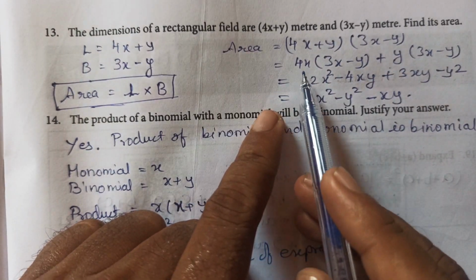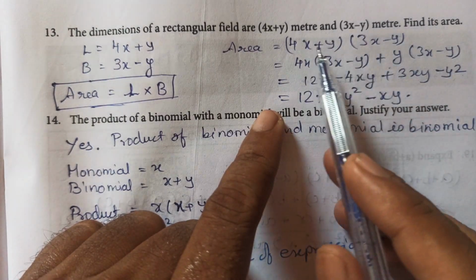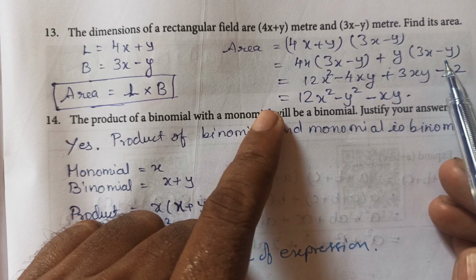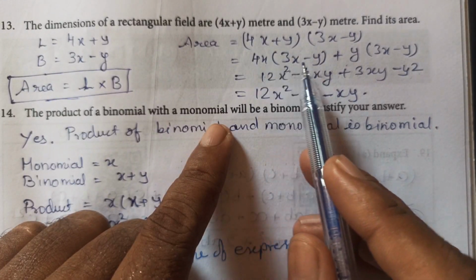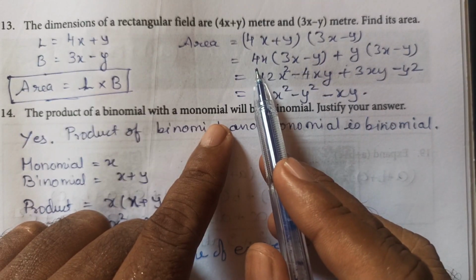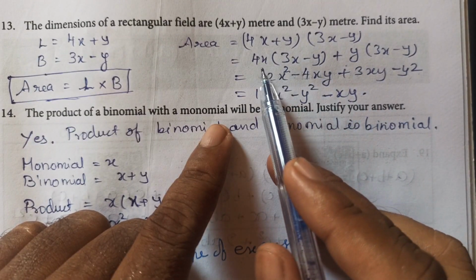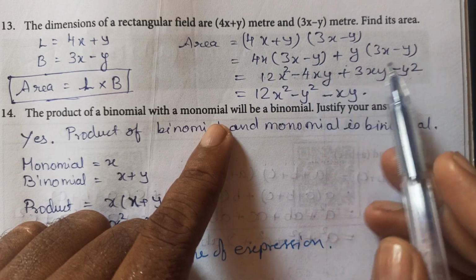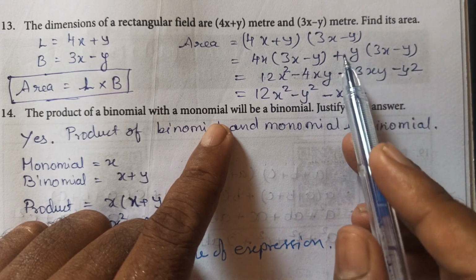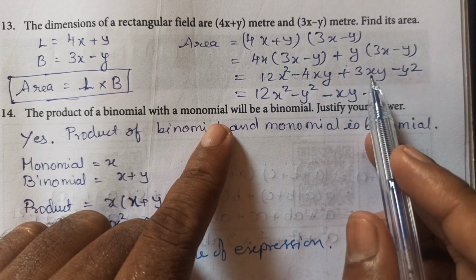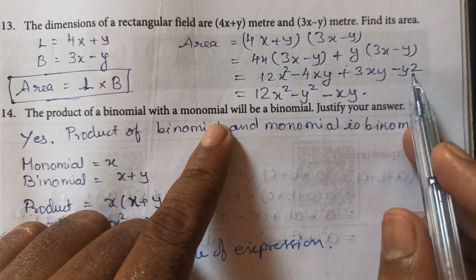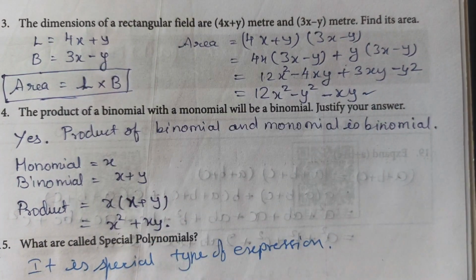So for the area we need to multiply. 4x will be multiplied to the next bracket as a whole, and y will be multiplied to the next bracket as a whole. As you can see, 4 into 3 is 12, x into x is x square. Then 4 into minus y is minus 4xy. Y into 3x is 3xy, minus y square. So this becomes 12x square minus 4xy plus 3xy, which becomes minus xy, minus y square. Okay, this is the answer.